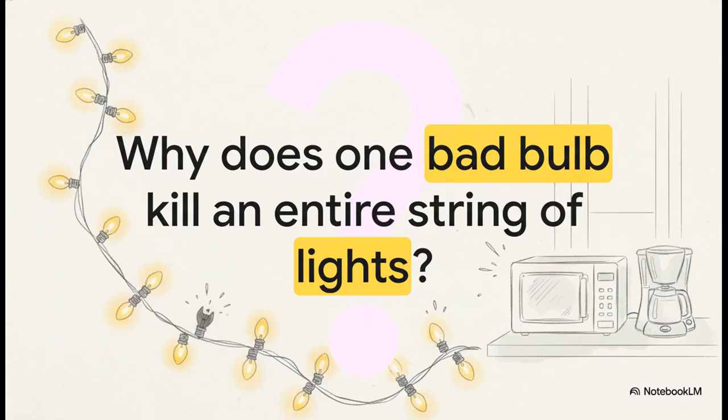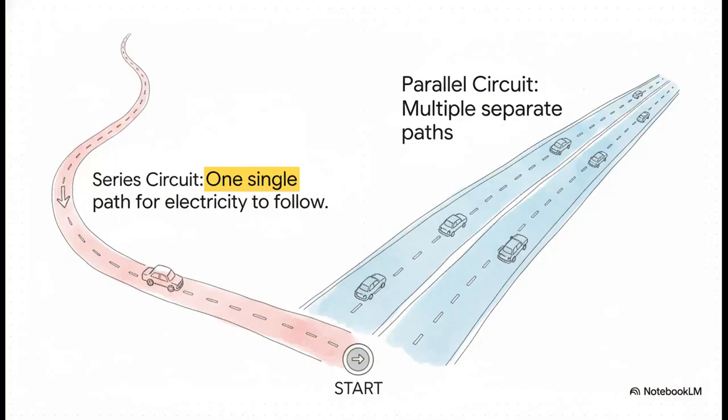You know what I'm talking about, right? You've got this long string of old Christmas lights, one tiny bulb goes out, and bam, the whole thing just dies. It's so frustrating. But then your toaster breaks, and your fridge, your microwave, your coffee maker, they don't miss a beat. So what's the deal? Why the huge difference? Well, the answer is right here.